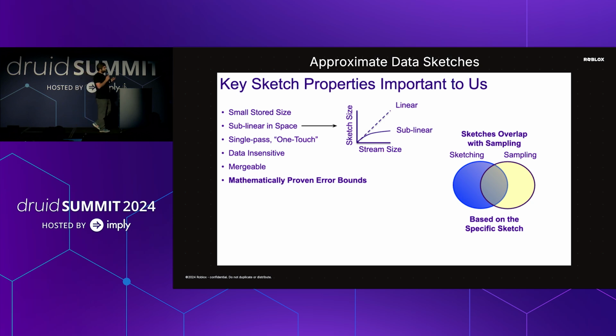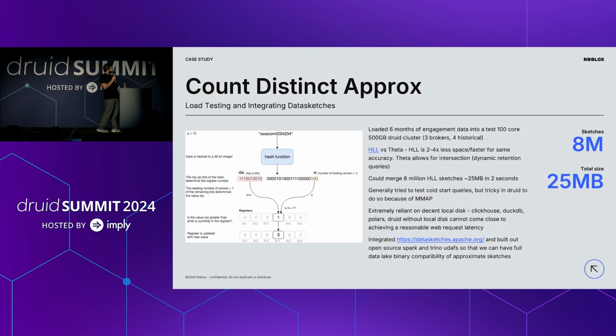And finally, we care a lot about the mathematically proven error bounds. We need to know how do we tweak it to make it more accurate. What is the error range going to look like? What will happen in our worst case? How can we communicate this back to users? So we felt pretty good about the theoretical elements of Apache data sketches. They've done a lot of math to prove it out. I definitely recommend if you ever want to read their papers or their source code.